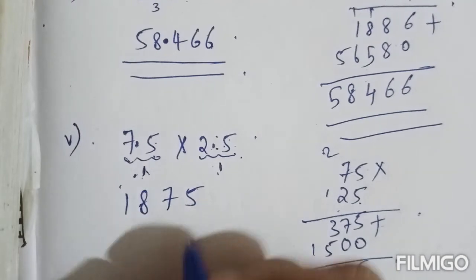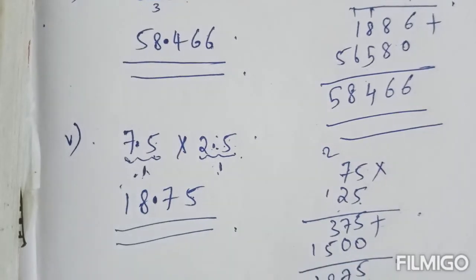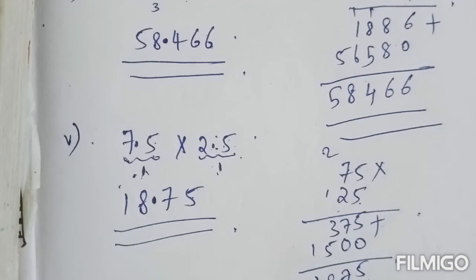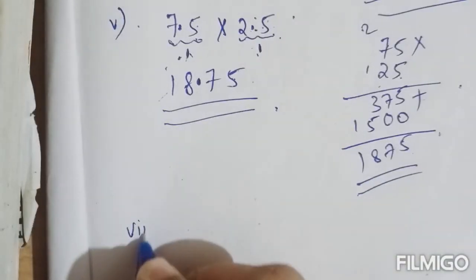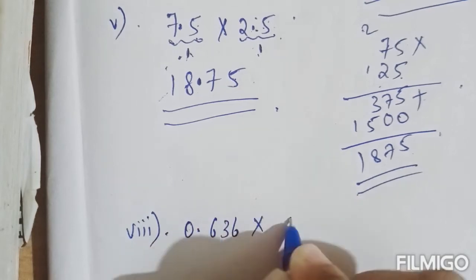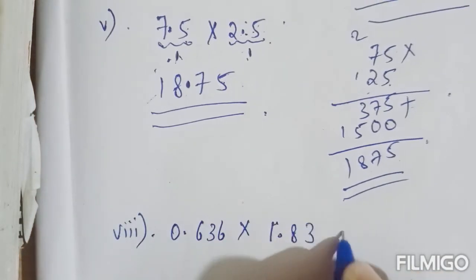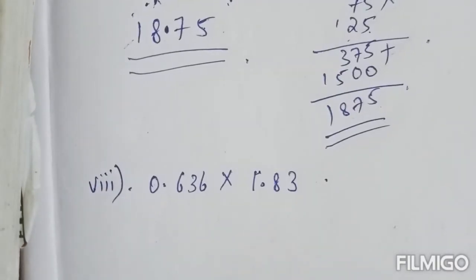So 1 plus 1, here 2. In the answer also 2 decimal places should be there. After the decimal point 2 digits should come. So 18.75 will be the answer. Okay, now in that eighth one, 0.636 into 1.83. So you can take the given decimal fractions without the decimal point.